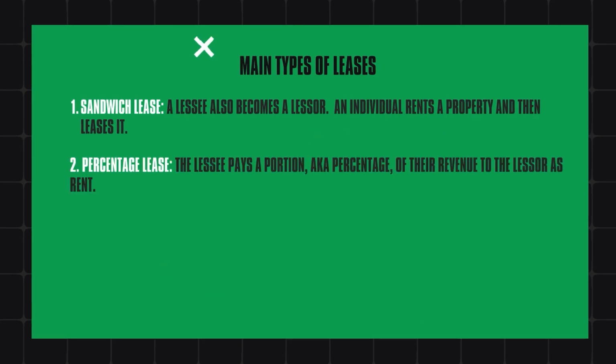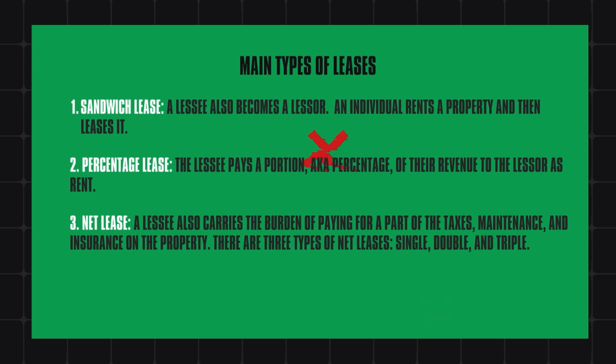Percentage lease. In this type of lease, the lessee pays a portion, aka percentage, of their revenue to the lessor as rent. Net lease. In a net lease, a lessee also carries the burden of paying for a part of the taxes, maintenance, and insurance of the property. There are 3 types of net leases: single, double, and triple.